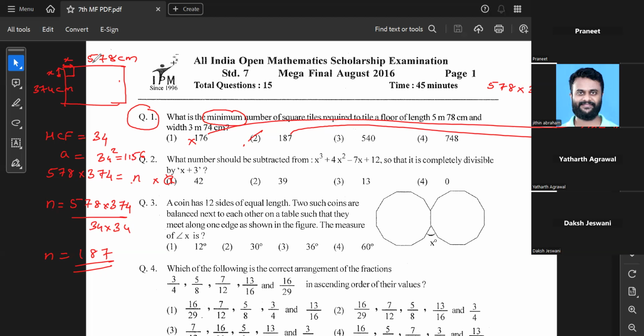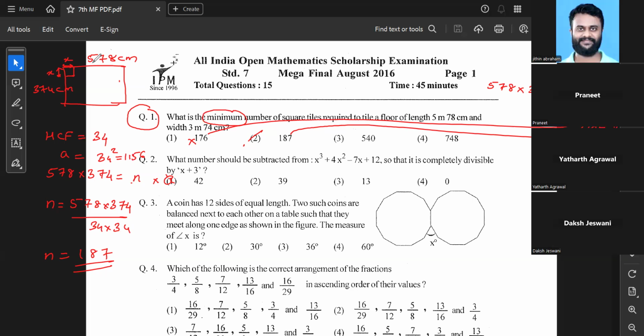Praneeth, let me know what's your doubt. Sir, is the logic clear that 578 multiplied by 374 is a larger number, so we don't take 540 and 748 as the options, and take 176 and 187 as the options, by trial and error? Yes, you can do that, because they want to find the minimum number of squares, right? So start from the smaller numbers. Okay, sir. Thank you, sir.